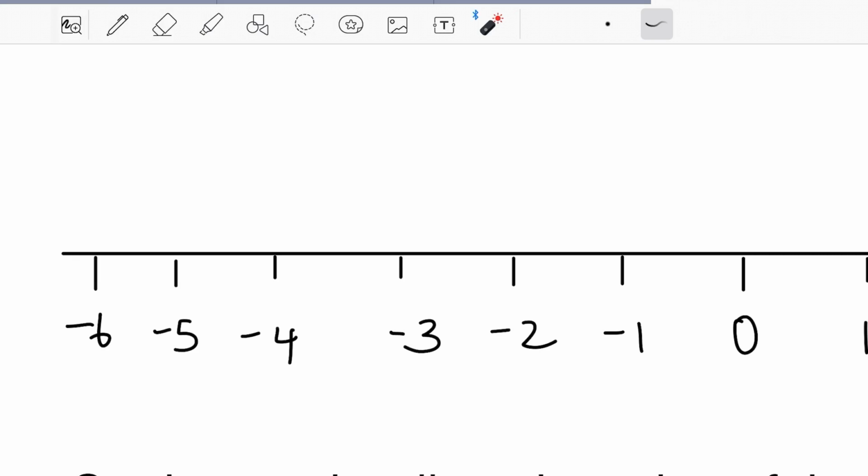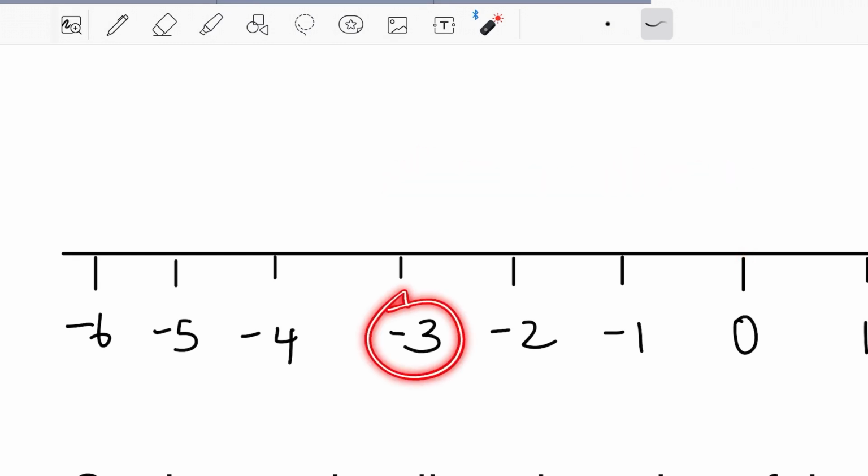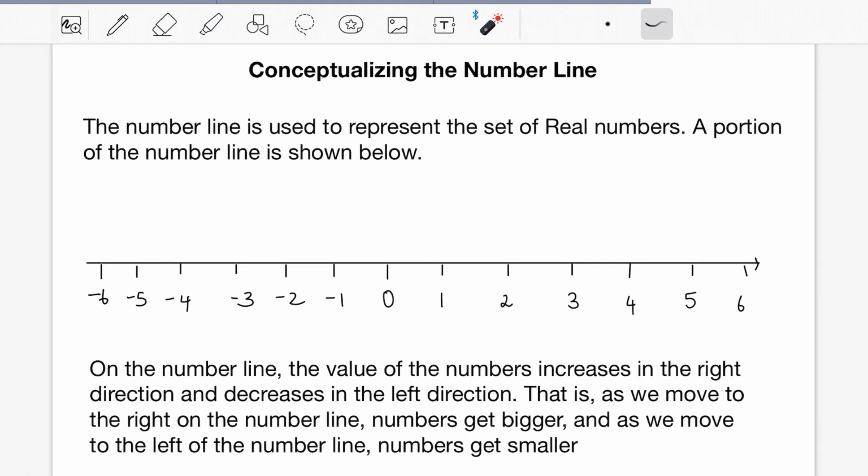I like to think of it as owing money. If I start off with $0 and I borrow $1 from somebody, I am now $1 in debt. But if I borrow $3, I am even more in debt, so I am owing even more. Therefore, -3 is actually less than -1. So, the takeaway from this is that the numbers increase to the right and they decrease to the left.